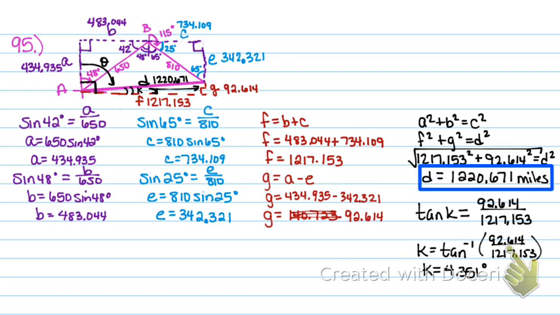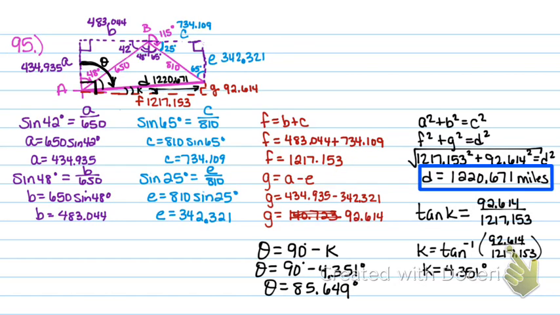But remember, this 48 degrees, my unknown angle right there, and K make 90 degrees. I need those top two angles to get my theta. So all I have to do to find theta is take 90 minus K. So my theta is going to be 90 degrees minus 4.351. And so we got 85.649 degrees.